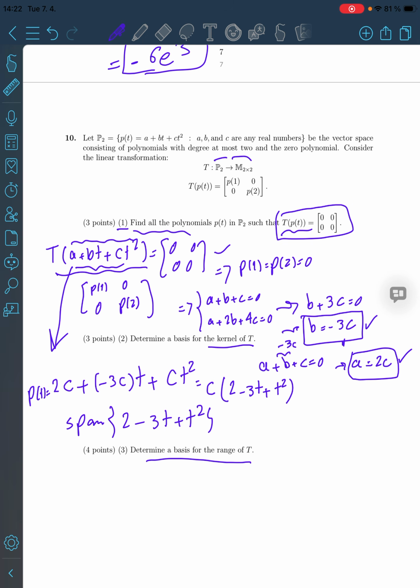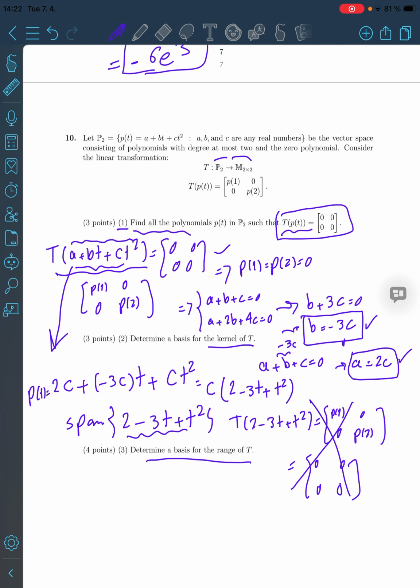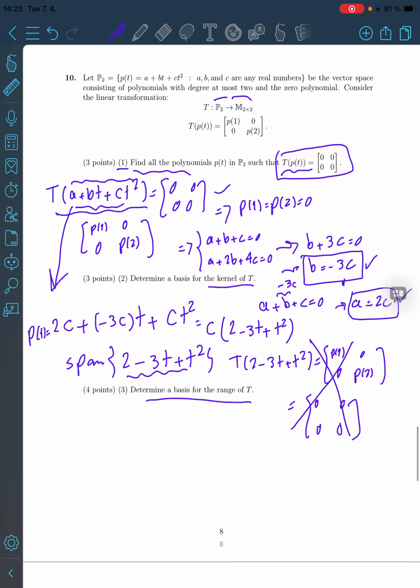For example, you can also easily check your answer. If you check T of 2 minus 3t plus t squared, it is equal to p of 1, 0, 0, and p of 2. If you compute p of 1, you can easily see that this is going to be 0 here. And if you compute p of 2, here you also have 0. So you don't have to write this. I just wanted to show you that you can always check your answer. Therefore, this is going to be your answer for part 1.